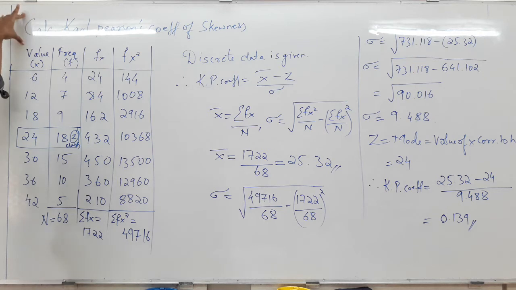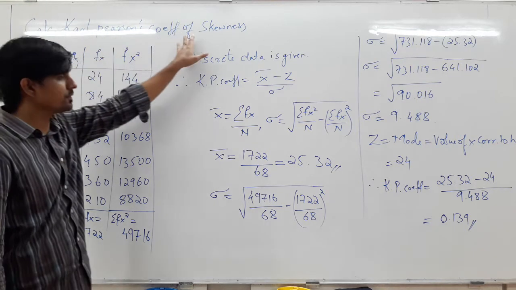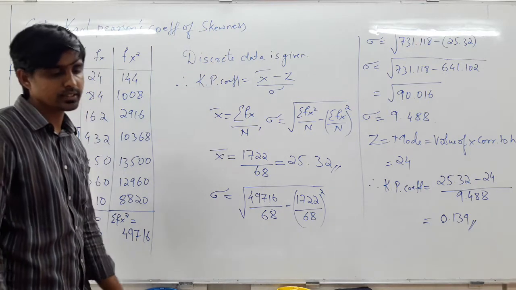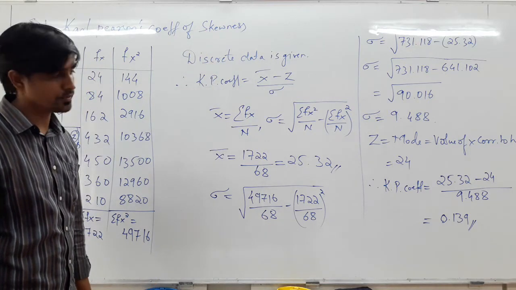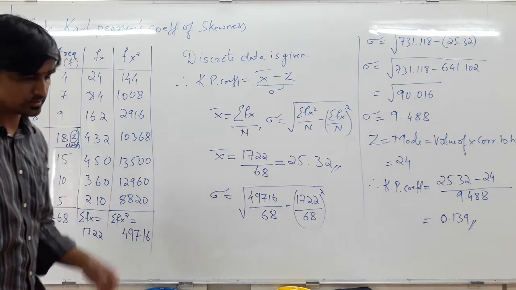I think here a little bit of shadow of light will be visible for you. It will be a light shadow concept to look at. So I'll read it out for you. Calculate Karl Pearson's coefficient of skewness.